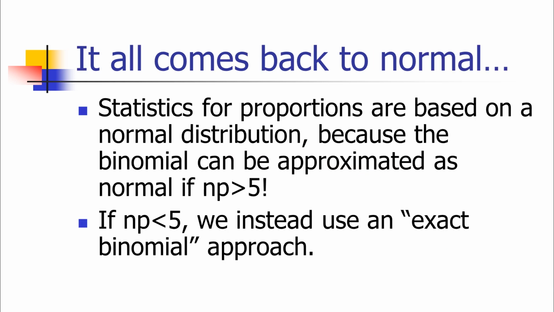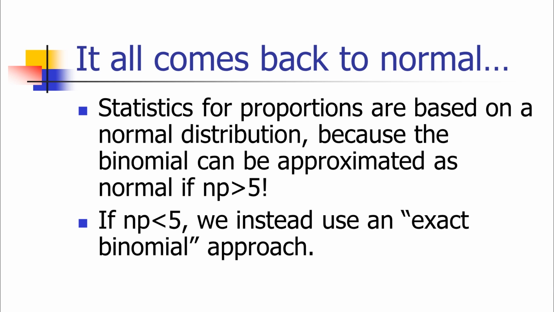And when we're doing statistics on proportions, we're actually usually calculating z-scores. We're actually pretending we're on a normal as long as the original binomial, the n times p is greater than 5. So most of those statistics on proportions have that assumption embedded in them that n times p is greater than 5.